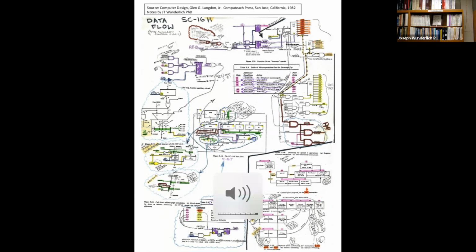This is an overview of a computer architecture implementation at the gate level, with an instruction set from a textbook long ago, but a foundation of many students and scholars of computing. In the middle of this picture, which is a bunch of composite drawings from that textbook, is the basic architecture of this SC16H, the data flow.